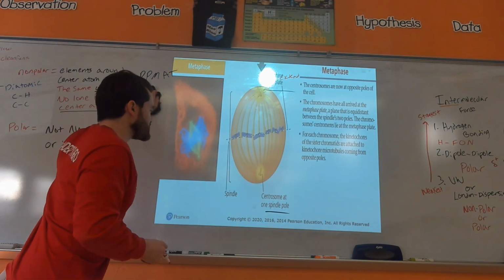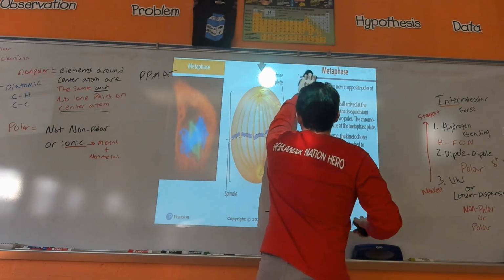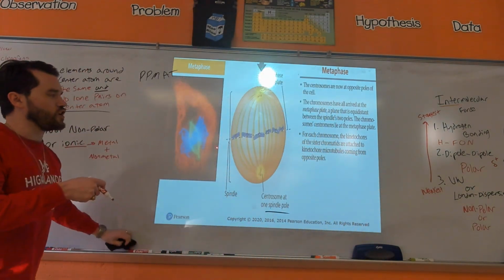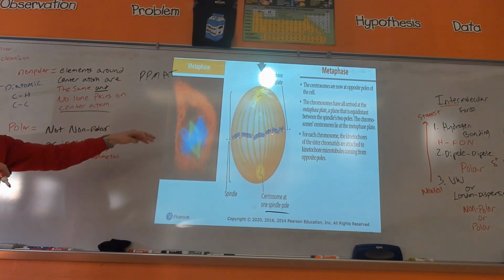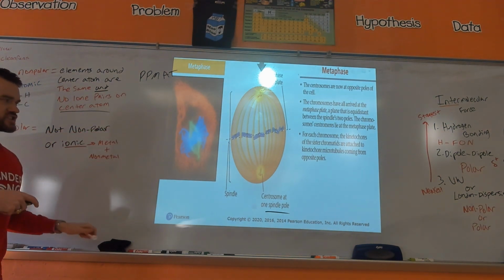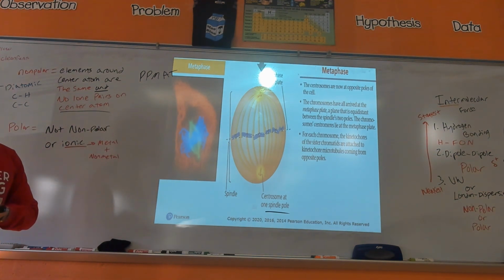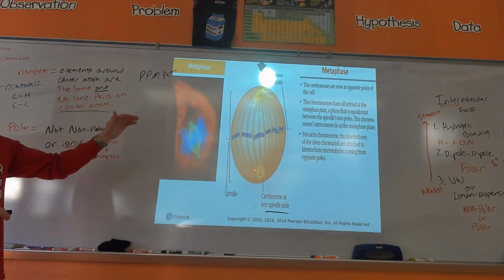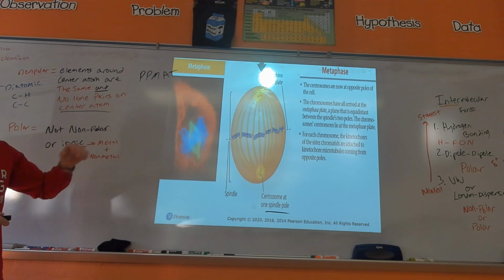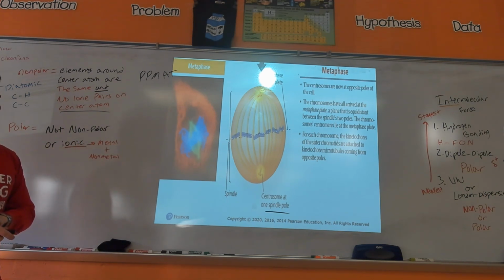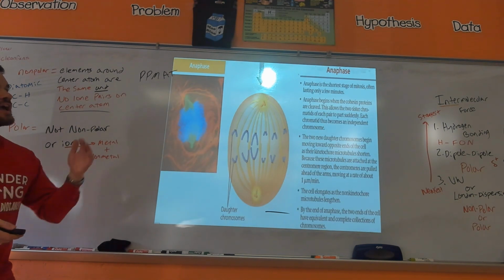Metaphase is arguably the easiest one to recognize because you can see the chromosomes along the middle of the cell. The metaphase plate is the structure where the chromosomes line up. And notice your centrosomes are at the complete opposite ends of the cell. Not a ton to say about metaphase.